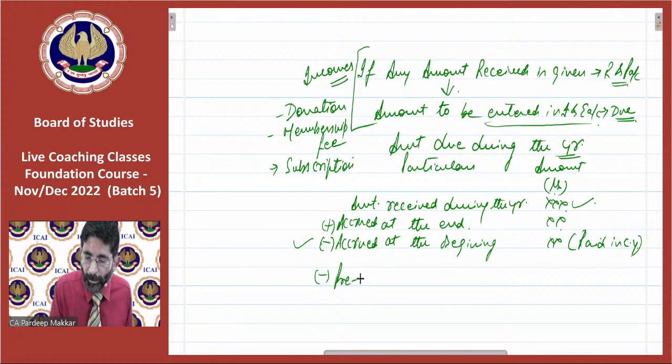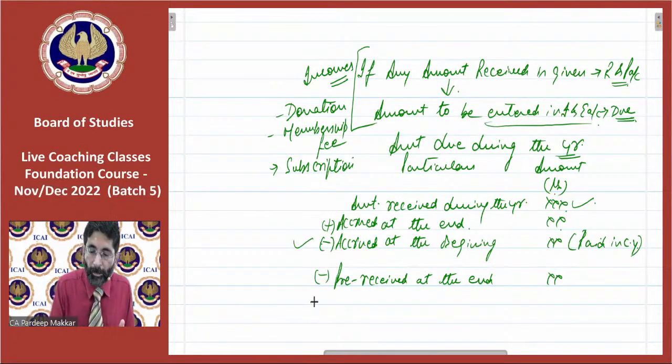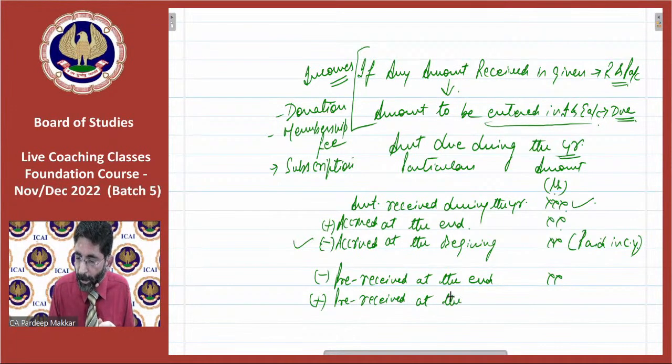In the same way, there will be pre-received at the end. This means this income is for next year, received in this year. It will be deducted, as we know, because that has been done in the previous chapter also. If any amount is received in advance, that will be deducted. But we haven't done one thing: pre-received at the beginning, beta.